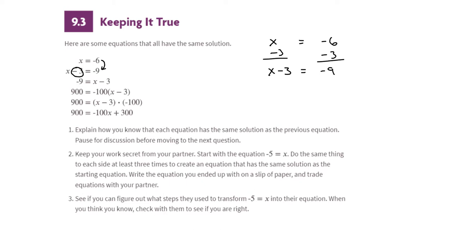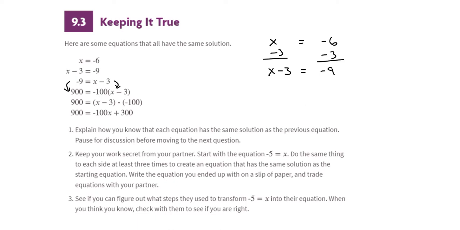So how did they get from here down to here? So it looks like they just switched these around, right? The x minus 3 is now over on this side, and the negative 9 is over on this side. So they're still equal to each other. They just switched them around. So now, how did they get from here to here? And from here to here?